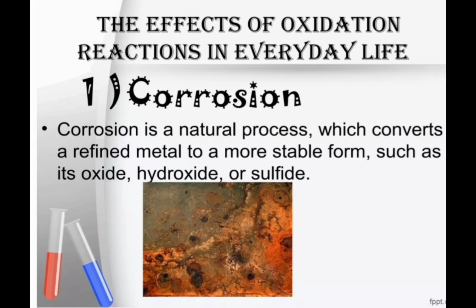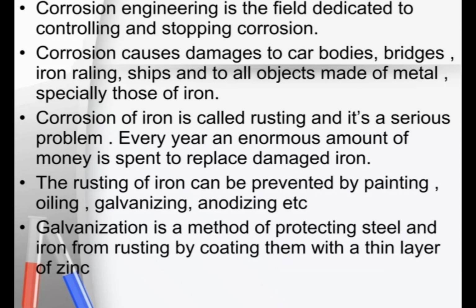Dear students, there are a number of examples of oxidation reactions which take place in our everyday life. One of the best examples is corrosion. Rusting of iron metal, or oxidation of a pure metal, forms metal oxide. Corrosion damages the metal of bridges, railings, railway tracks, ships and a number of iron articles. It can be prevented by painting, oiling, galvanizing, anodizing, chromium plating, electroplating and alloying.